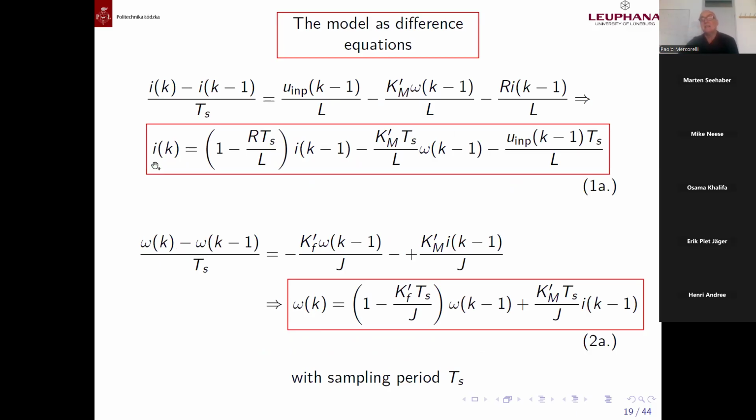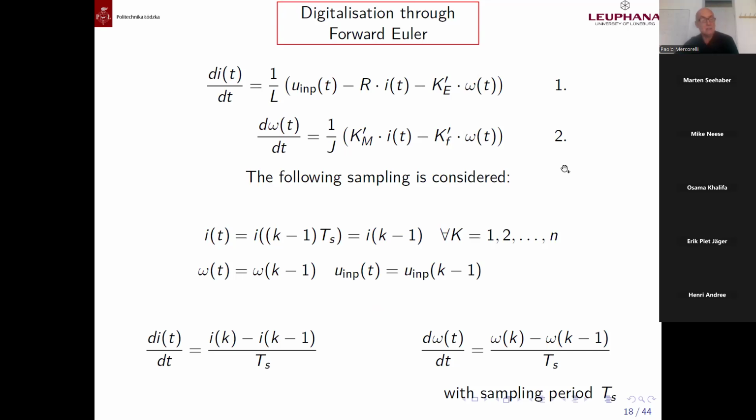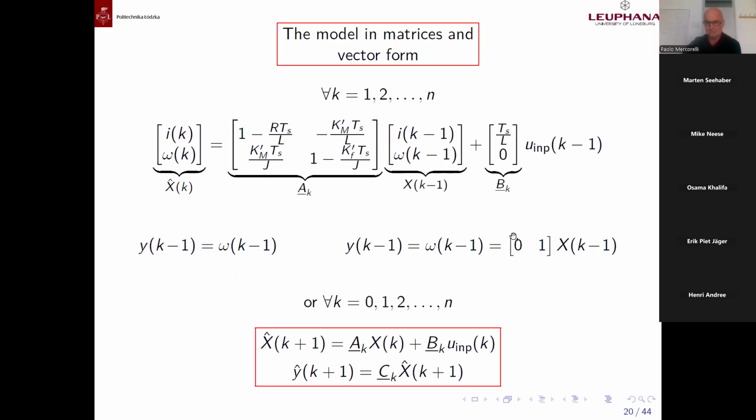The current today, i_k, is a function of the current yesterday, let me say omega yesterday, and the input yesterday, in the form of forward Euler. We have a different form of discretization. Of course, this is just the forward Euler, but we also have different methods, for instance, backward Euler. But I don't have time to tell you about these different methods. Anyway, this is the most used, the most important, for different reasons, I would like to say.